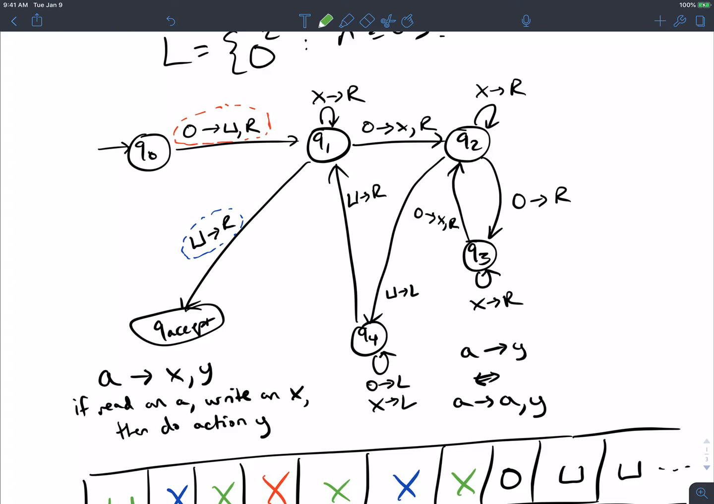The cycle continues until, hopefully, we see a blank after we have marked something, and then we zoom back to the beginning of the input, and then we have the case from before. Okay, any other questions? Okay, so that's the entire machine.